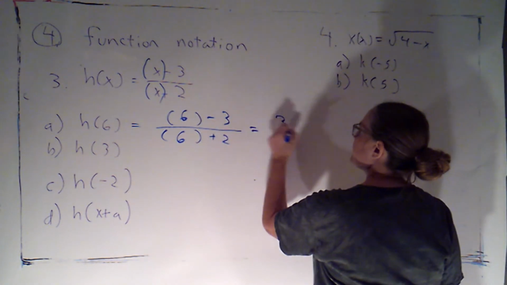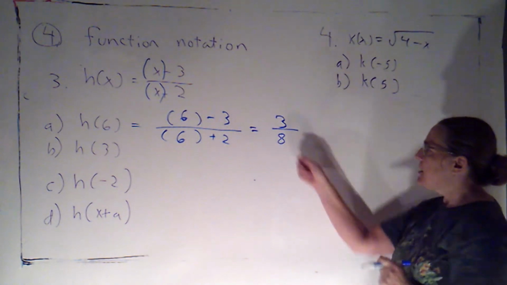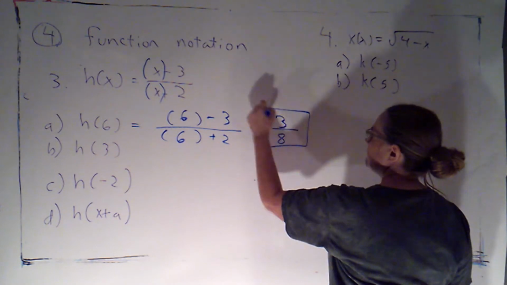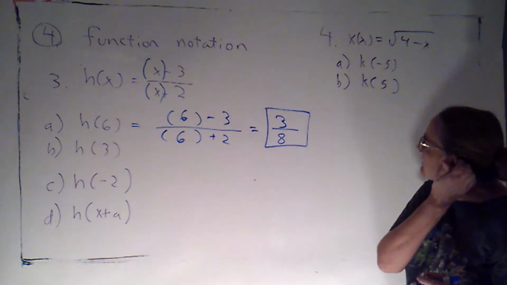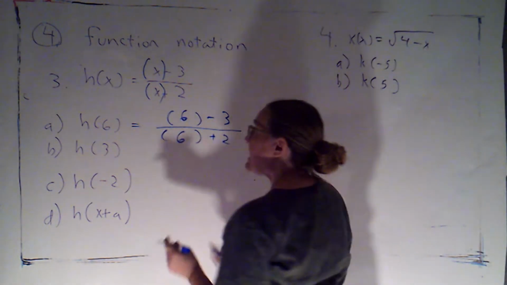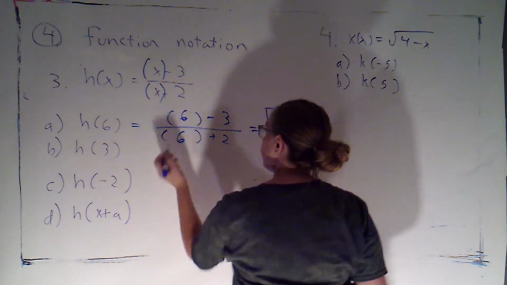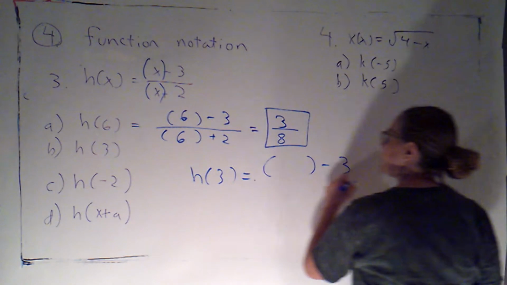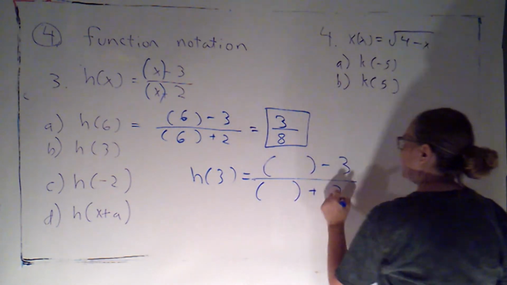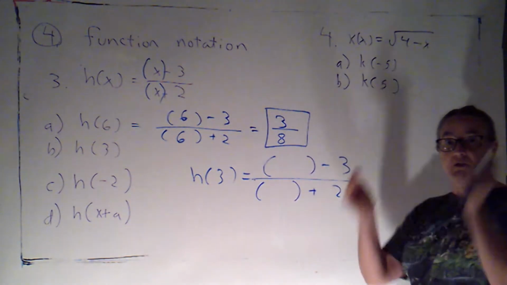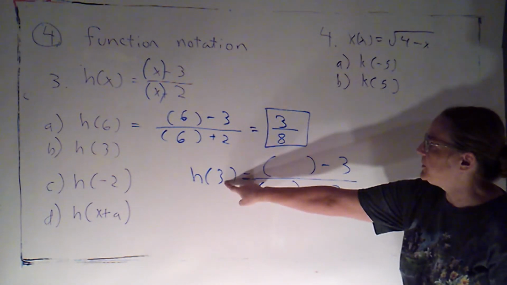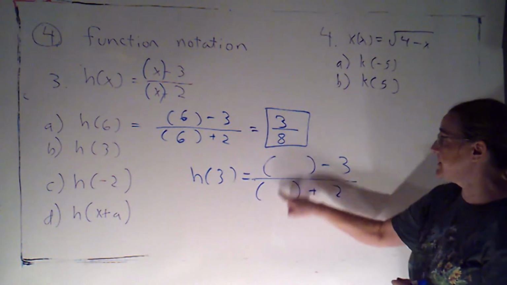6 minus 3 is 3 over 8. It's a fraction. I want to double check that that's in lowest terms. It is, so we're good. Okay, same thing when I'm doing h of 3. So for h of 3, I'm going to copy the function, but I'm replacing the x with just empty parentheses, a placeholder for my input. And then what we're plugging in, what goes in that position, is 3.